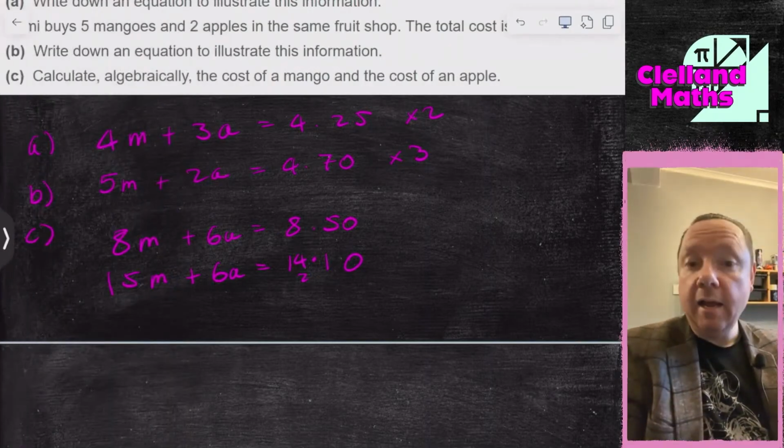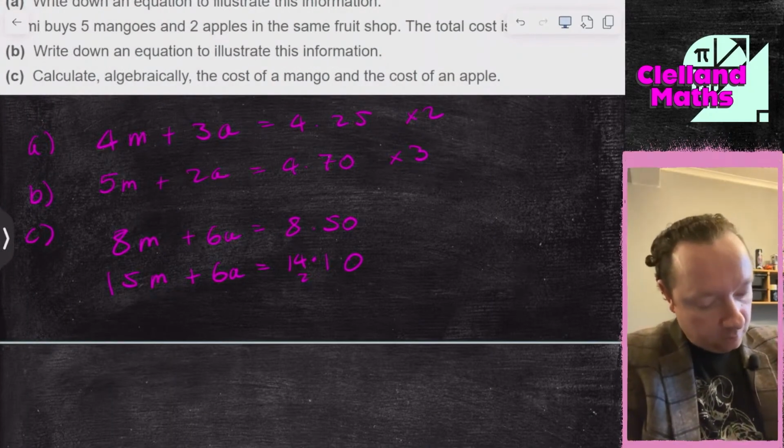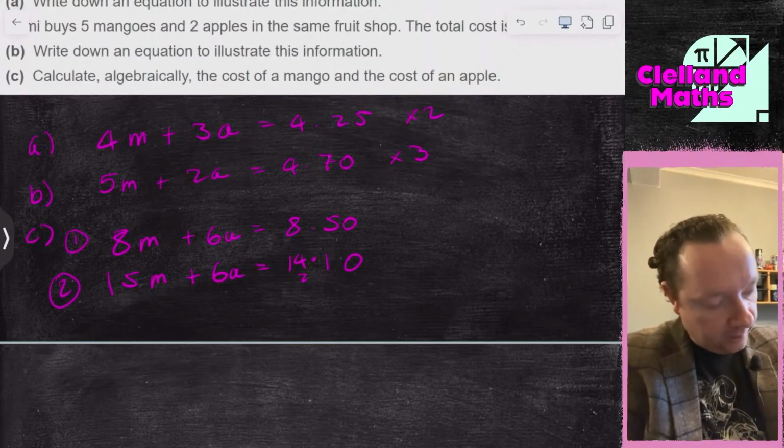So now the a's are the same, so I'm going to take away. I'm going to do bottom take away top to not get negatives. 2 take away 1.